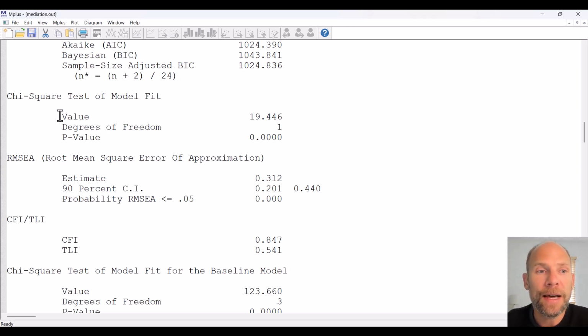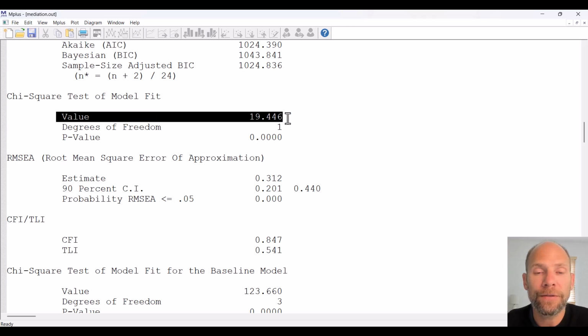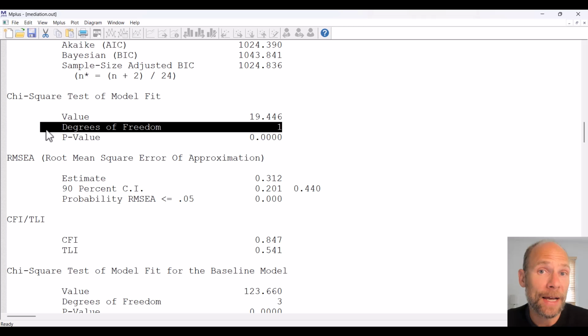And you can see that here the chi-square test of model fit has a value of the test statistic of 19.446 with 1 degree of freedom. This model has 1 degree of freedom because there's one path that we're not estimating, and that's the path from x to y. The direct path, or C prime path, is not estimated, and as a result the model is over-identified with 1 degree of freedom.